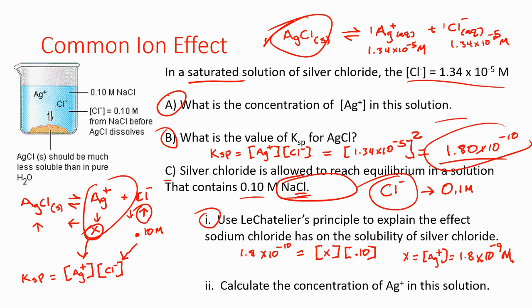What was it when it was in just plain old water? It was times 10 to the minus fifth molar. Now it's times 10 to the minus 9 molar. So by adding a common ion, in this case Cl minus, what we did is we just reduced the equilibrium concentration of Ag plus while at the same time making more solid AgCl. Let's come back and let's practice a problem similar to this one.